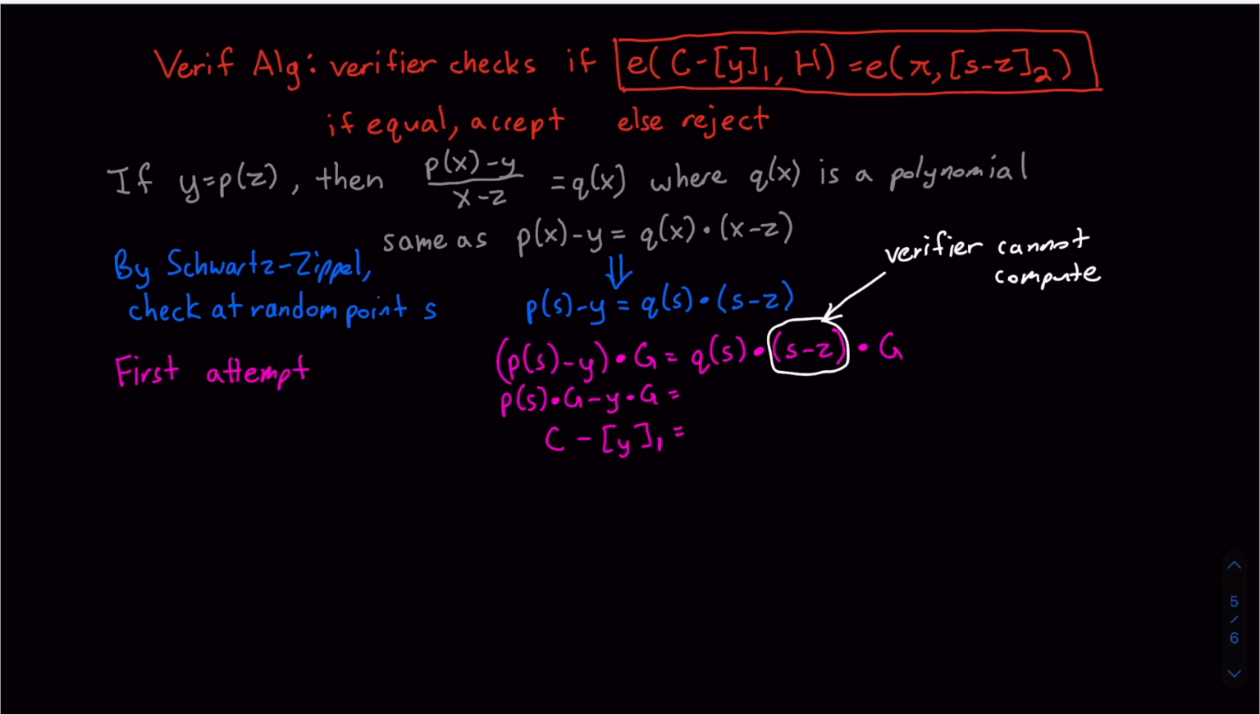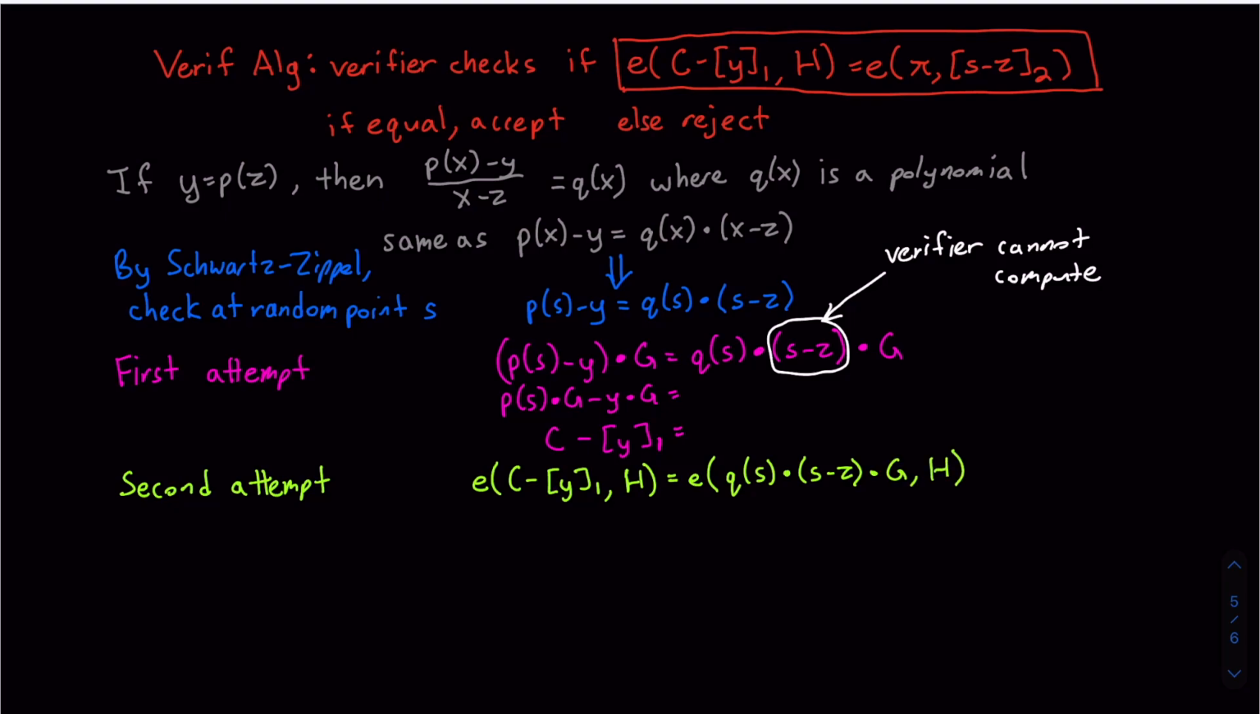This is exactly where pairings come in. Recall from the pairings video that one of their key uses is to help us reason about multiplication in settings where we can't directly multiply elliptic curve points together. Let's modify the equation slightly by putting the bilinear pairing on both sides. Recall that a pairing takes 1 point from G1 and 1 from G2 as input. So the left-hand side of the equation looks like E of (C minus Y times G), H, and the right-hand side now looks like E of (Q of S times S minus Z times G), H, where H is the generator of G2.